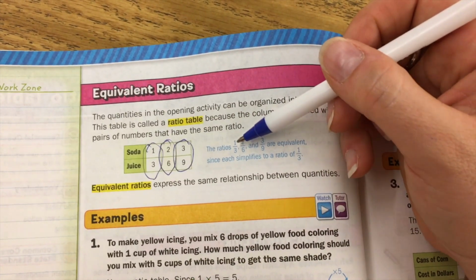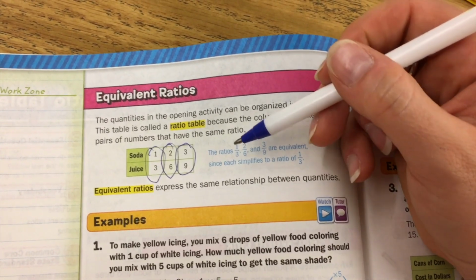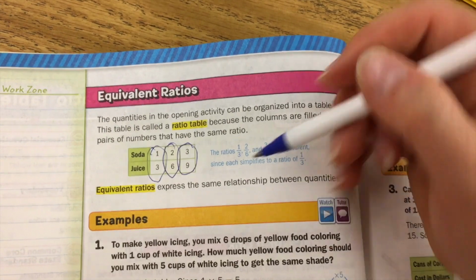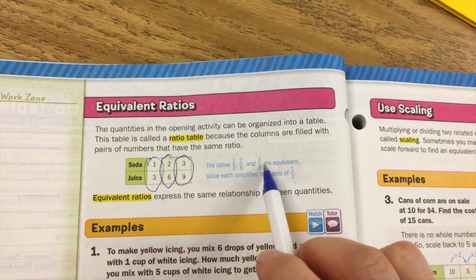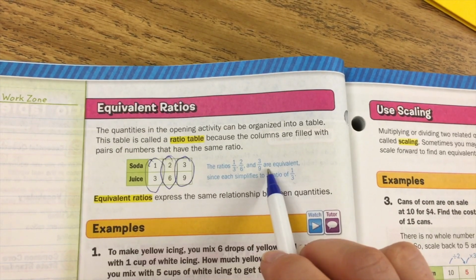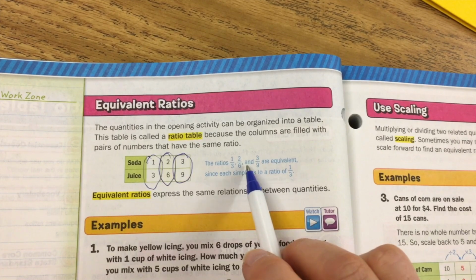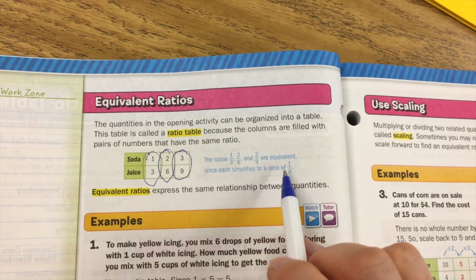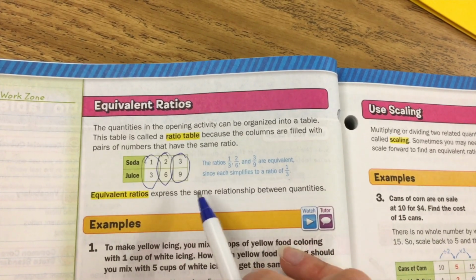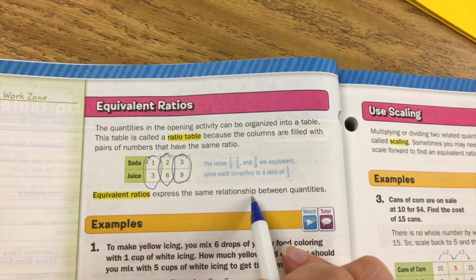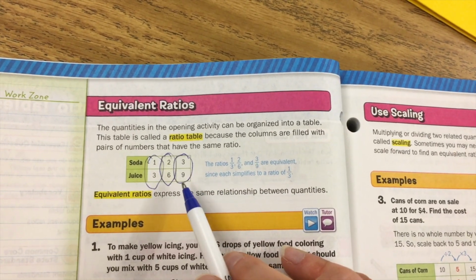These ratios can be written as fractions: 1 over 3, 2 over 6, 3 over 9. They're all equivalent because they can all simplify down to 1/3. So 3/9, when you divide the numerator and denominator by 3, you get 1/3. 2/6, when you divide the numerator and denominator by 2, you get 1/3. So they're all equivalent. Equivalent ratios express the same relationship between quantities. They're all equivalent to each other.